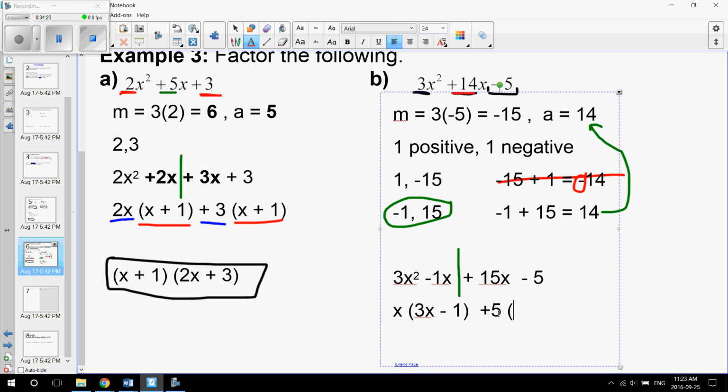So that's our common factor that's sitting out front, and then everything that's left once we divide out is left in the brackets. So again, 15x divided by 5. 15 divided by 5 should leave us with a 3x. And negative 5 divided by 5 should leave us with a negative 1.